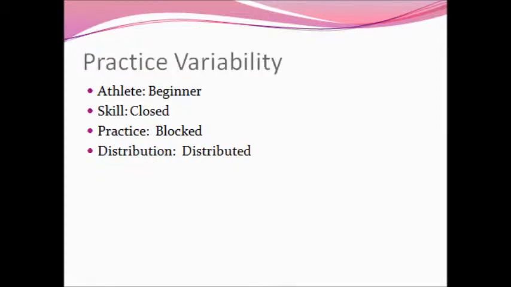A basketball shot is a closed skill, as there isn't a lot of intertrial variability in the conditions. A basketball shot is usually completed inside, and the hoop is always the same. Blocked practice would be the most useful method. Distributed practice is useful for beginners as it keeps them motivated and keeps attention.